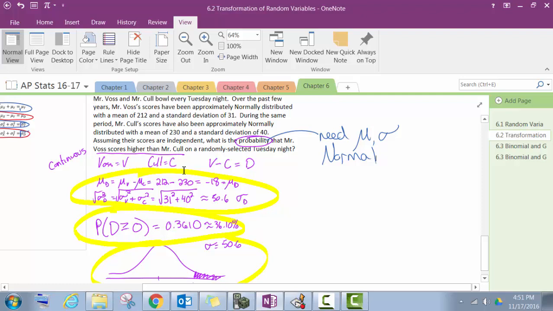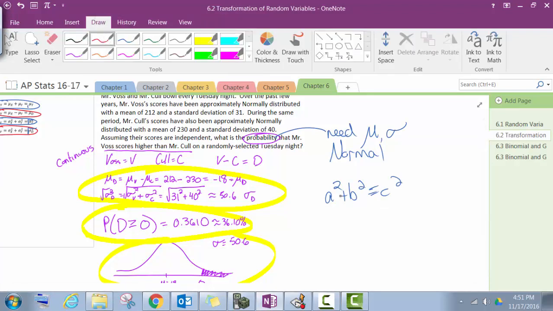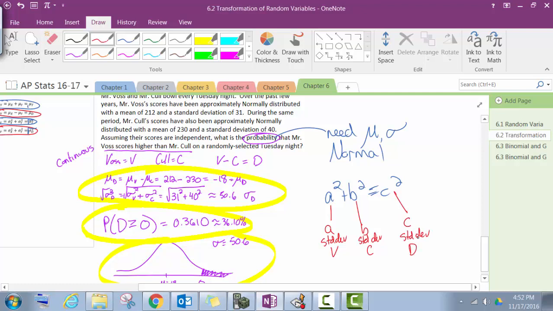So really, again, it's like Pythagorean theorem. A squared plus B squared equals C squared, where A is a standard deviation of, let's say, Voss. B is a standard deviation of Cull. And our new one, C, is a standard deviation of our new set, the difference. So that's how we find our standard deviation, and it turns out to be 50.6.